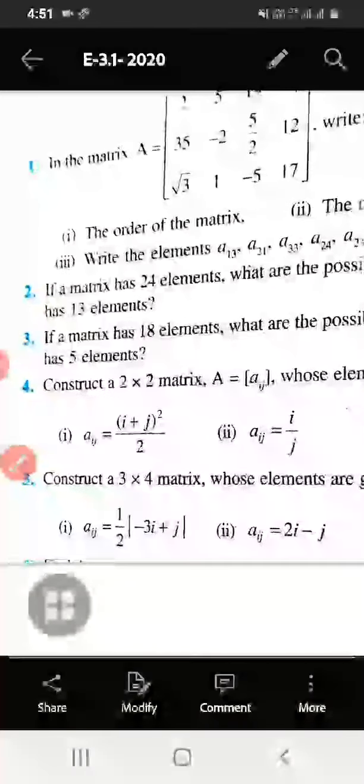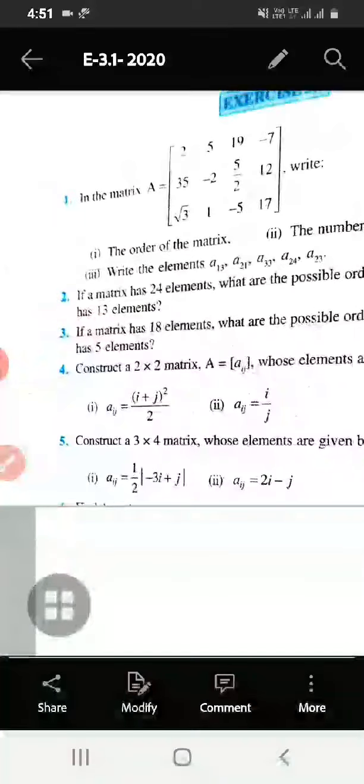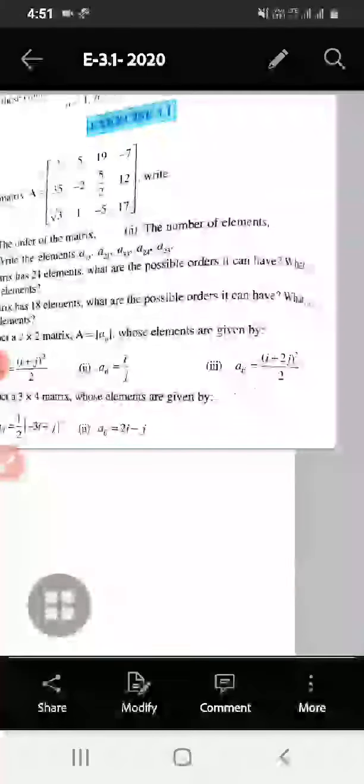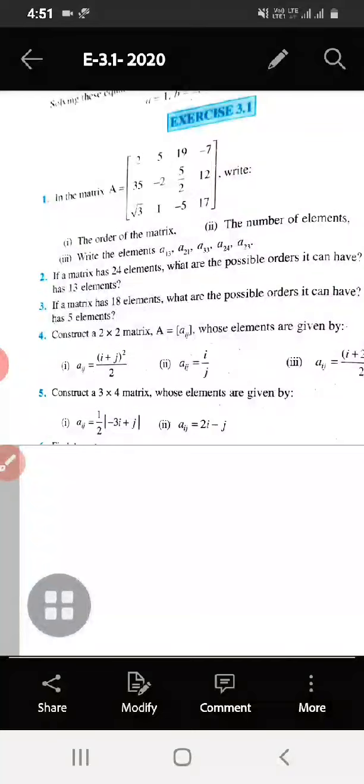The second question says, if a matrix has 24 elements, what are the possible orders it can have? What if it has 13 elements? So this is the second question. Similarly we have the third, fourth and fifth questions. Let us solve one by one.